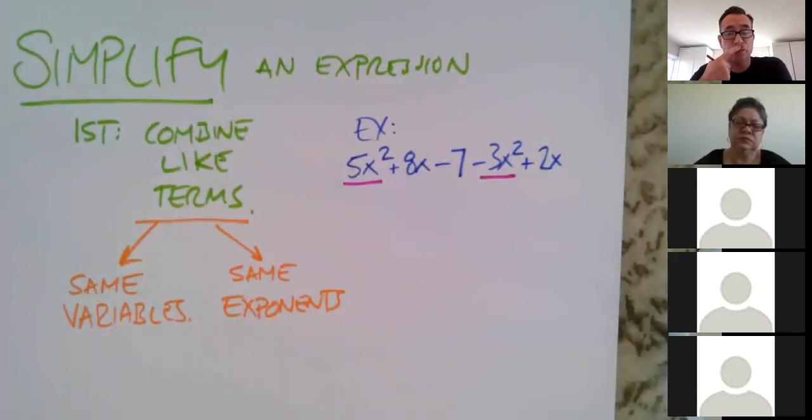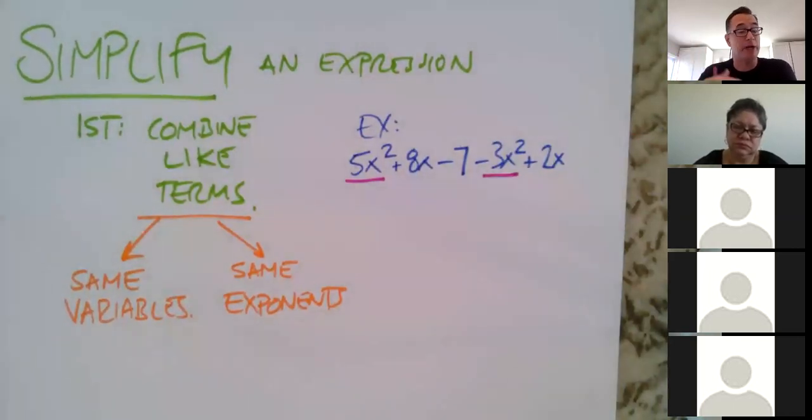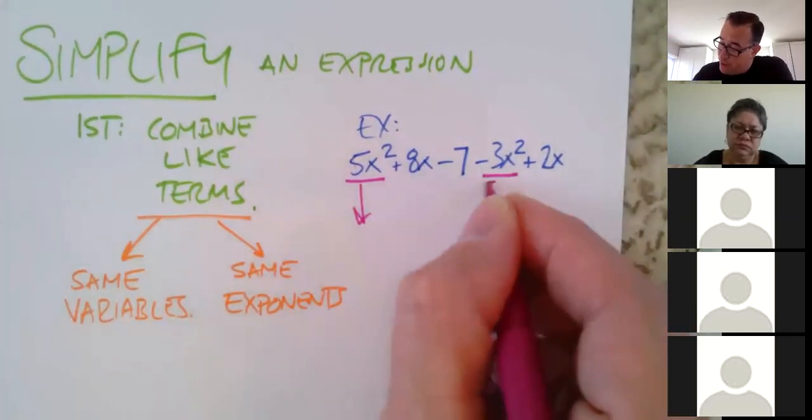One is positive and the other one is negative. So when I combine them, I'm going to be making some zero pairs. Yeah, it's going to be 2x squared. Very good. That's exactly right.